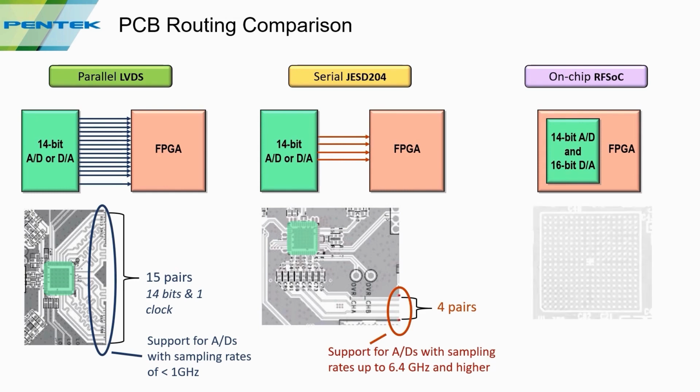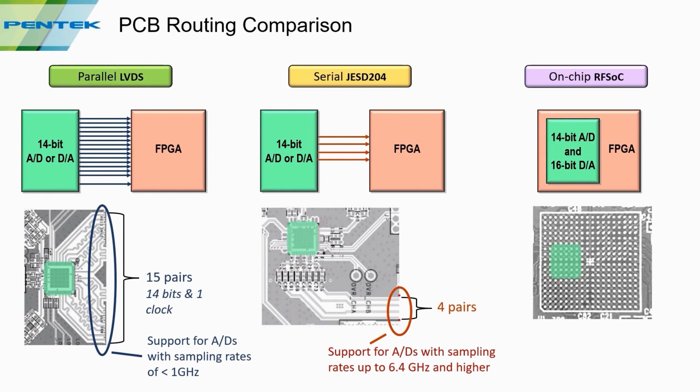Now, the last is the RFSoC, where the A to D, and in this case the D to A's, are all contained on the FPGA, so there really is no PCB routing needed.